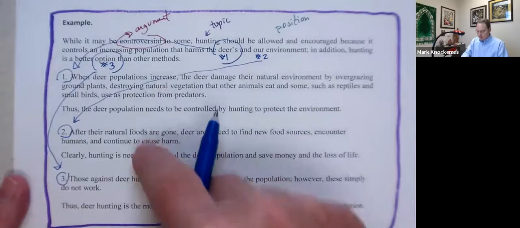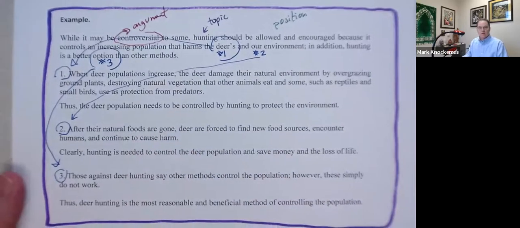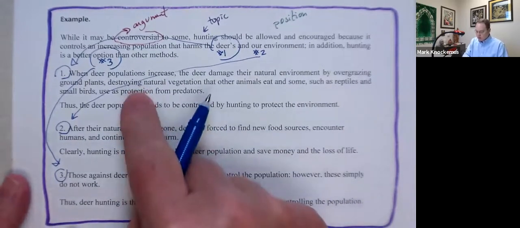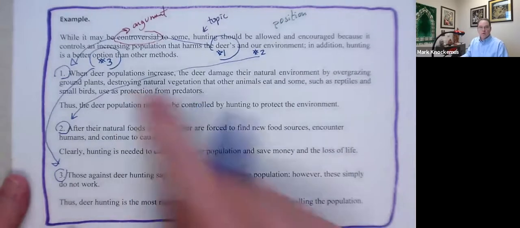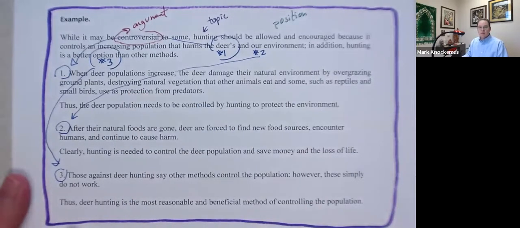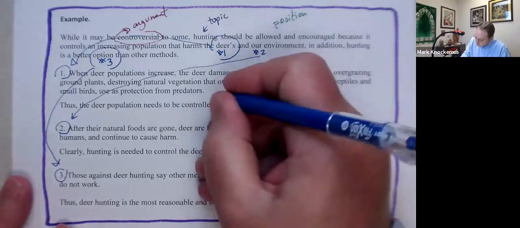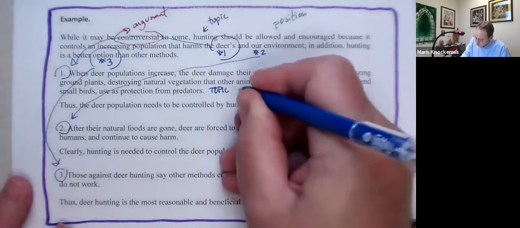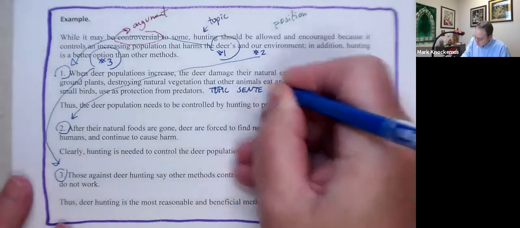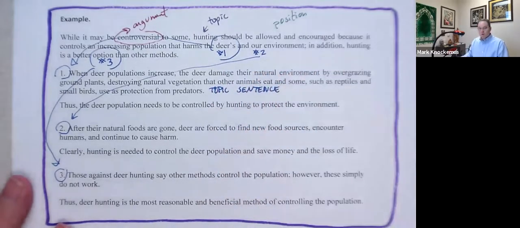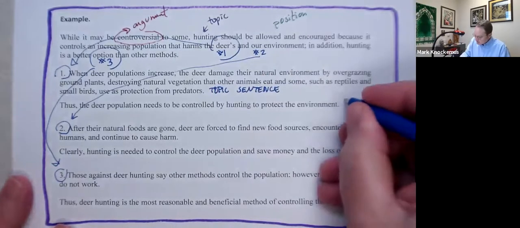So I know that I'm going to have my body paragraphs laid out in this order. So here I go with my first point. When deer populations increase, the deer damage their natural environment by overgrazing ground plants, destroying natural vegetation that other animals eat, and some, such as reptiles and small birds, use it for protection from predators. So that's my topic sentence. Then, below it, you want to write your concluding sentence.